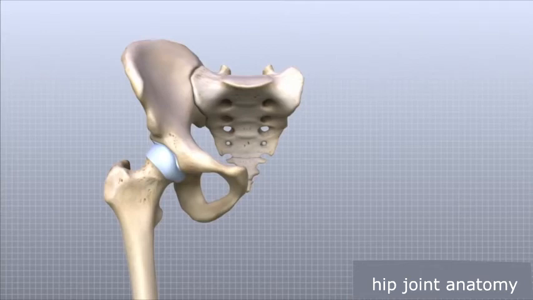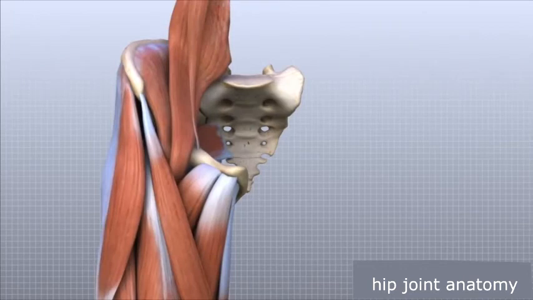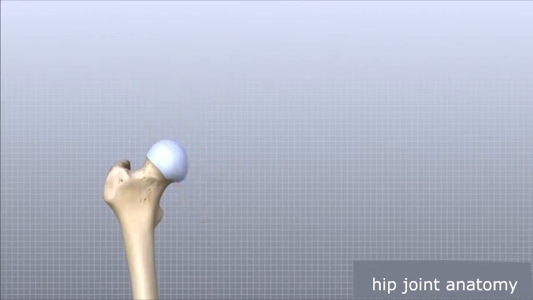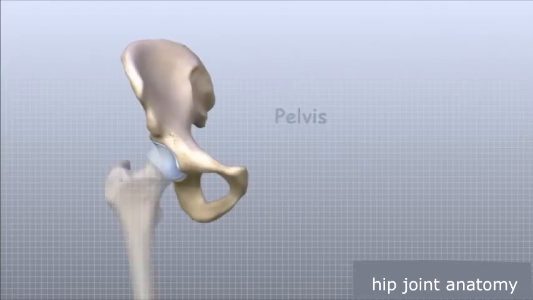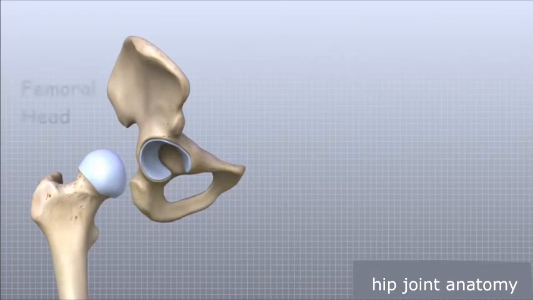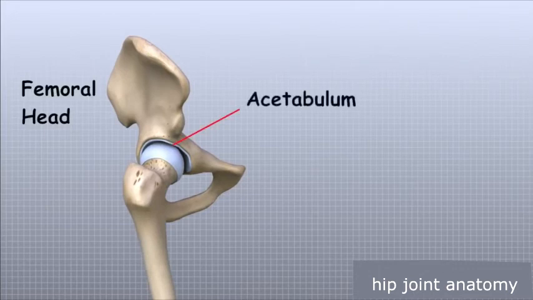The deepest layer of the hip includes the bones and the joints. The next layer is made up of the ligaments of the joint capsule. And finally, the hip joint is covered with important tendons and the muscles of the hip joint. The bones that form the hip joint are the femur, or the thigh bone, and the pelvis, or the hip bone. The top end of the femur is shaped like a ball, which is called the femoral head. The femoral head fits into the socket which is present to the side of the pelvis. This socket is called the acetabulum.